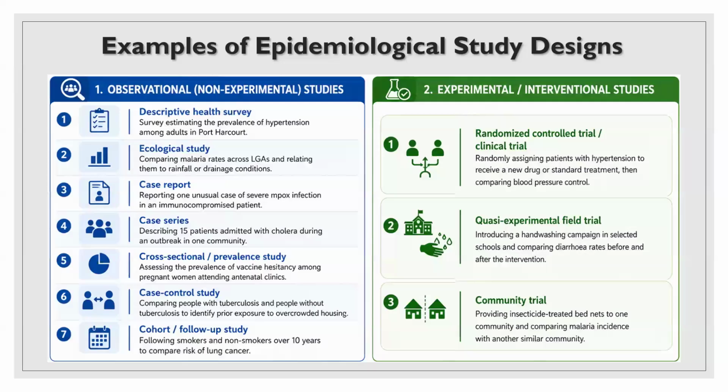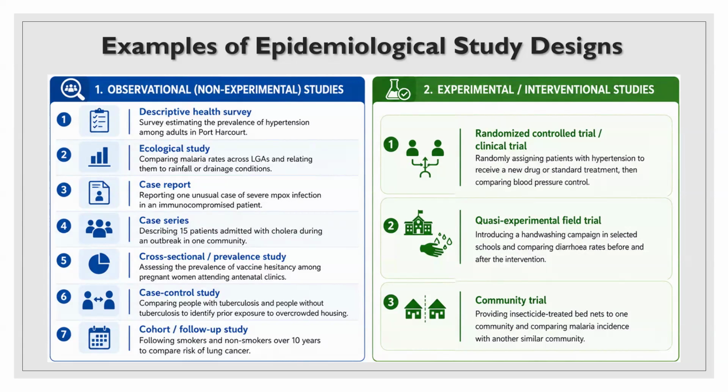What I mean is, you have the intervention group, you have the control group, for a randomized control trial. So let's say, for example, randomly assigning patients with hypertension to receive a new drug or standard treatment, then comparing blood pressure. So you have a new drug that has been released, and you're told that this drug will help patients with hypertension by reducing blood pressure.